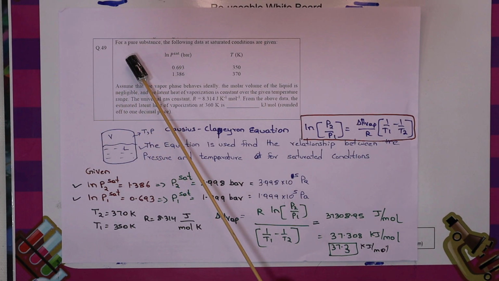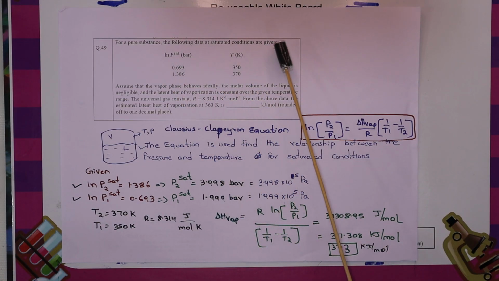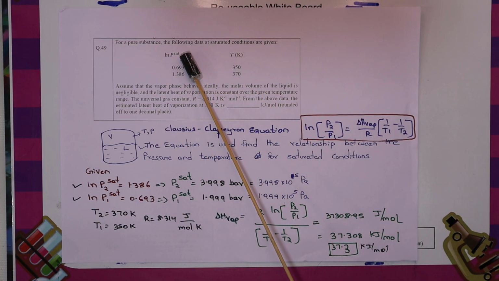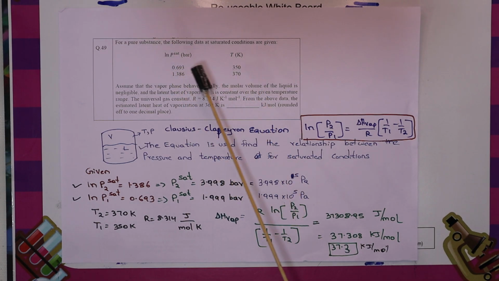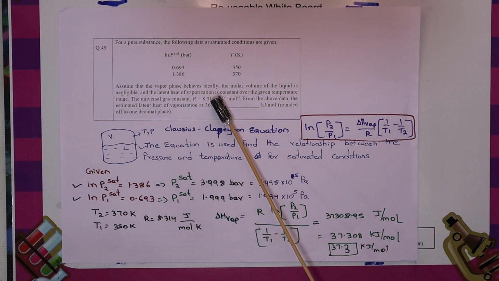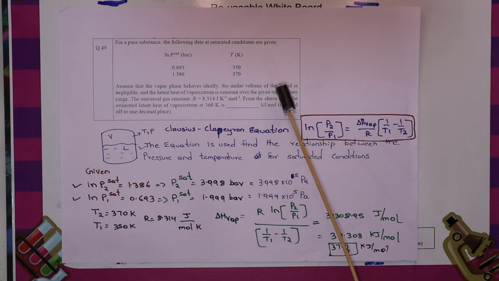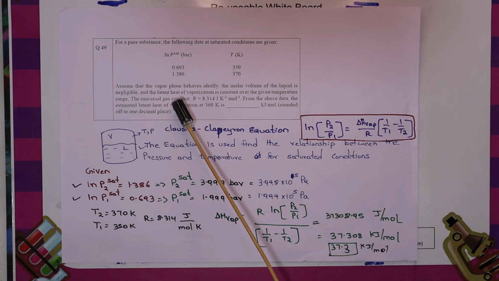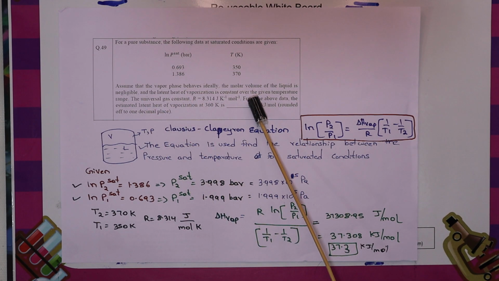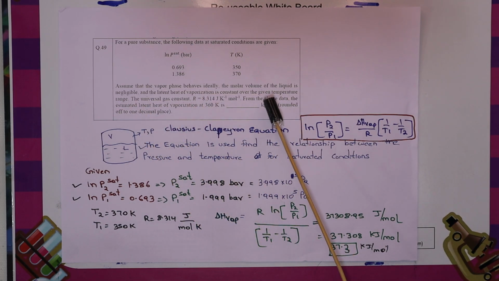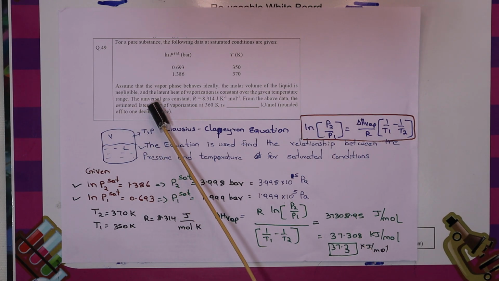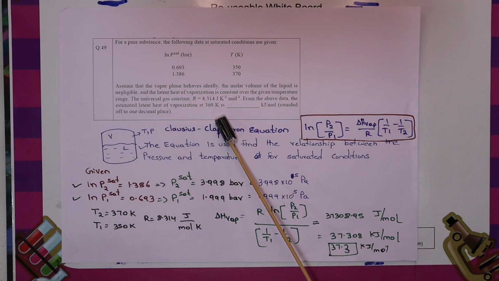Question number 49. For a pure substance, the following data at saturation conditions are given: ln Psat value and temperature value. That means for a pure substance at two different temperatures, the values of ln saturated pressures are given. Assume vapor phase behaves ideally. The molar volume of the liquid is negligible and the latent heat of vaporization is constant over the temperature range. The universal gas constant value is given. From the above data, we are supposed to find out the estimated latent heat of vaporization at 360 Kelvin.